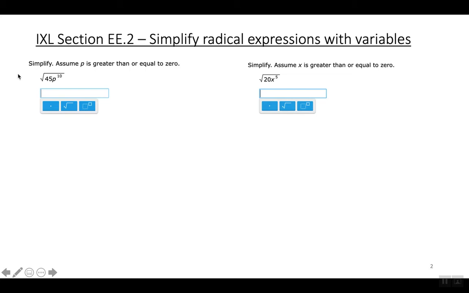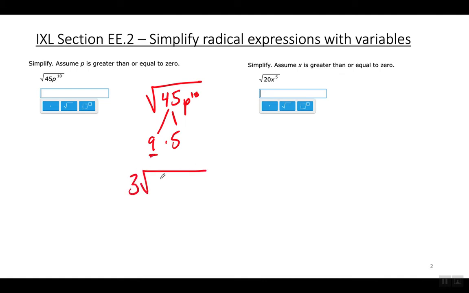All right, so let me do the first example here. First let me write the whole thing here. We have the square root of 45p to the 10th power. Okay, now the 45, you should know how to do that already. That would be 9 times 5. And you get the square root of 9, which is 3. So the 3 goes outside the box, and the 5 stays inside the box.